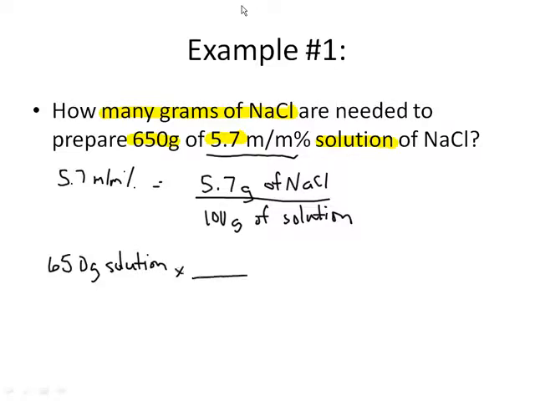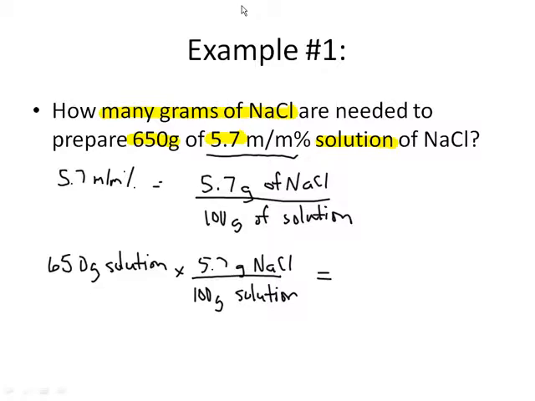So I can think about this as, well, I need to cancel solution and I need to get to NaCl. So therefore 100 grams of solution goes on the bottom and 5.7 grams of solute goes on the top. Now, if you're really comfortable with percentages, you probably don't need to do this. But my experience with Chemistry 121 students is that percentages are not something we're always particularly comfortable with, whereas we have done a lot of practice doing unit conversions.